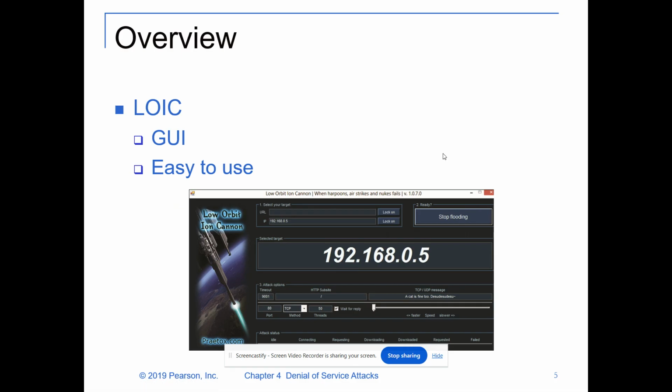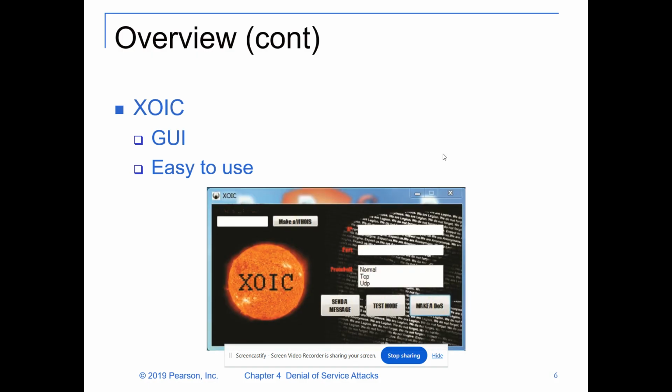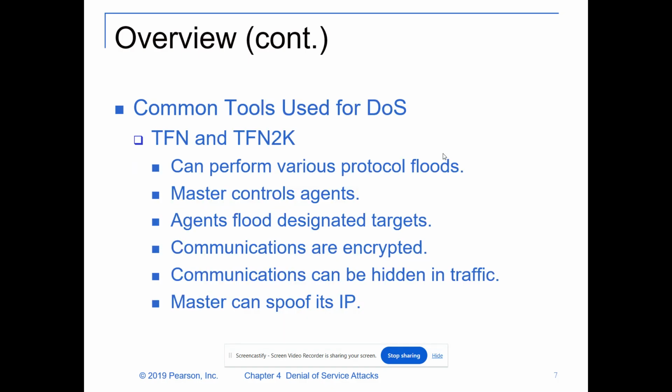As we look at this example, these are all free tools ultimately available on the internet. Here we have XOIC. Additional opportunities and common tools that are used for denial of service attacks.